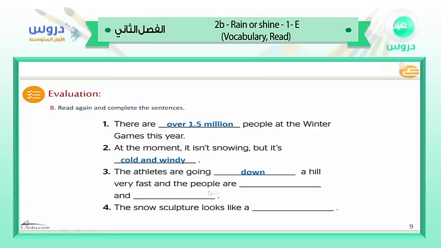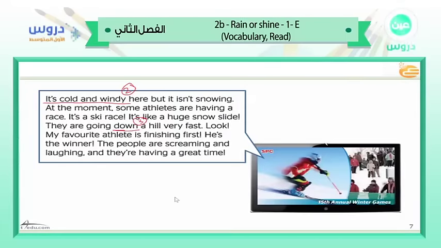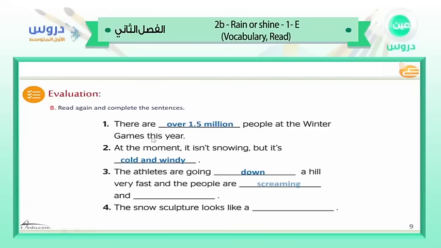Okay, very fast, and the people are blank and blank. There are two things that the people are doing. What are they? Let's go back. What do you think? Excellent. The people are screaming and laughing, that's right. Excellent, okay, screaming and laughing. So it's also number three, okay? This one is number three, and this one also is number three. Let's see. Okay, the athletes are going down a hill. This is number three. Very fast, and people are screaming and laughing.